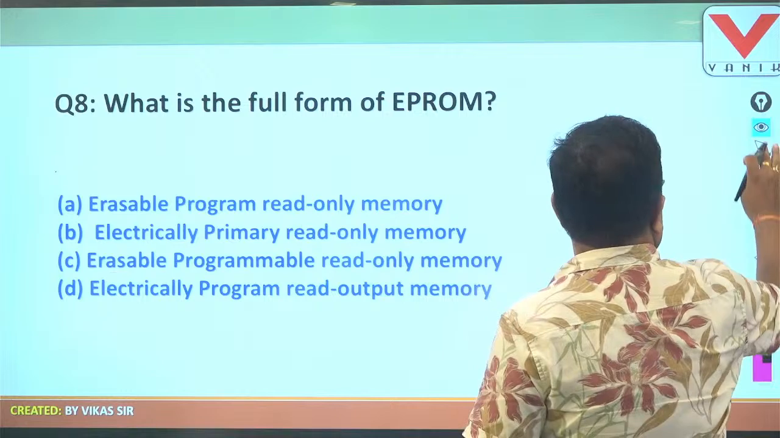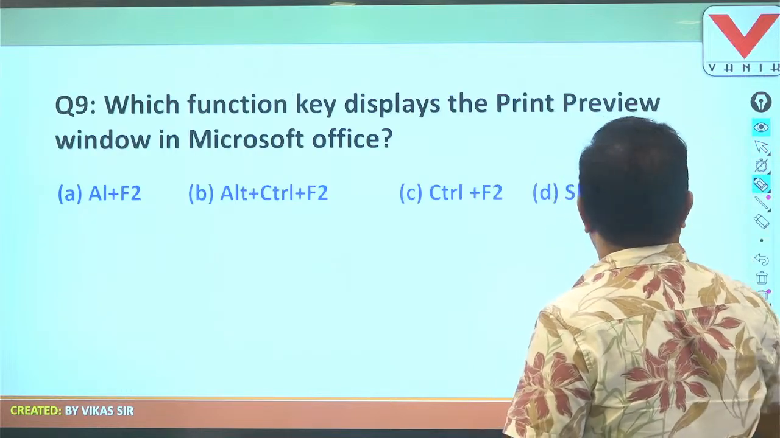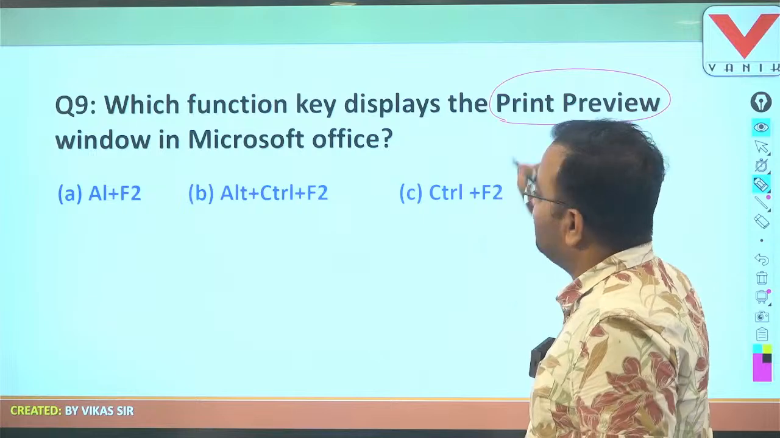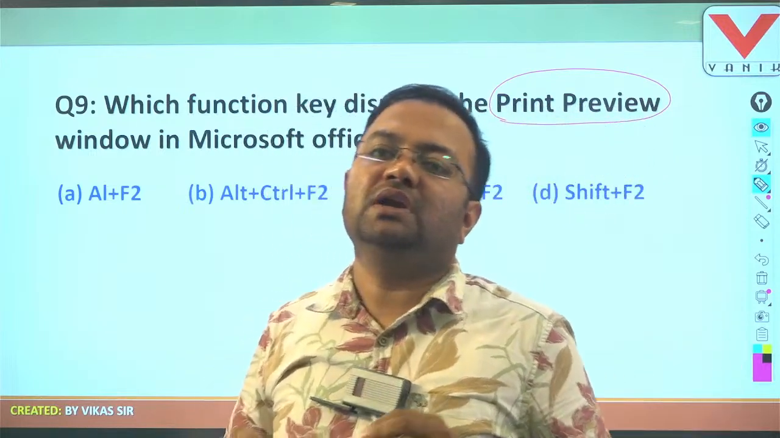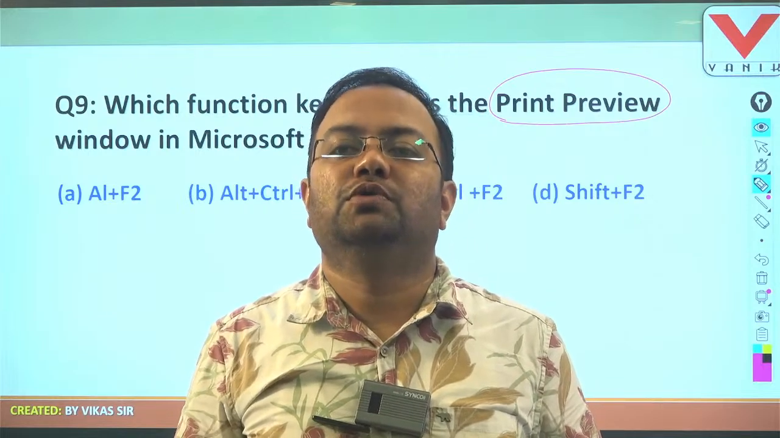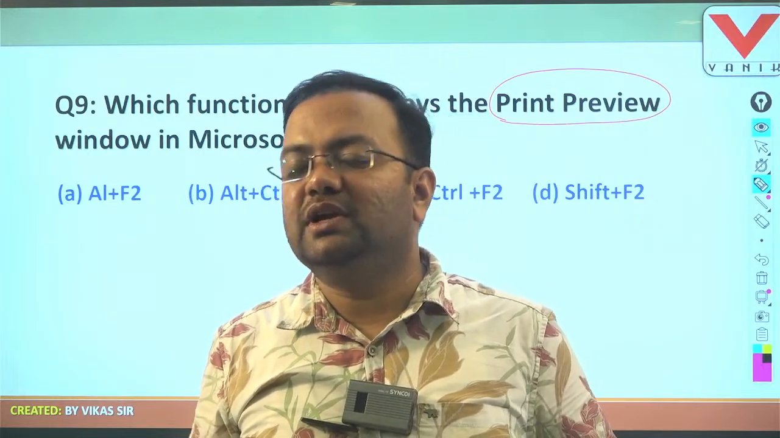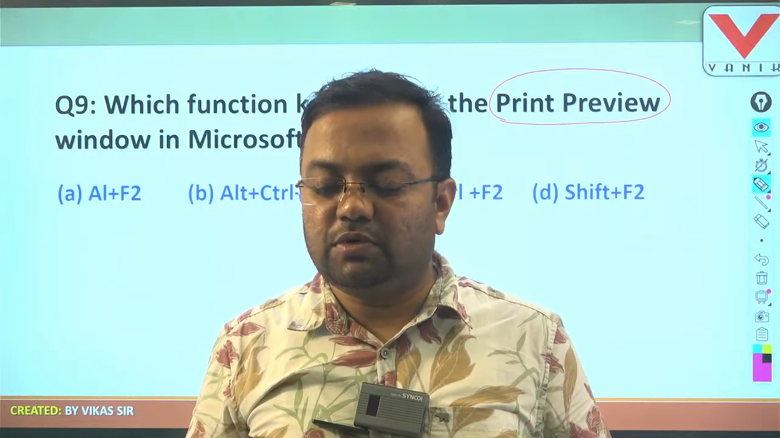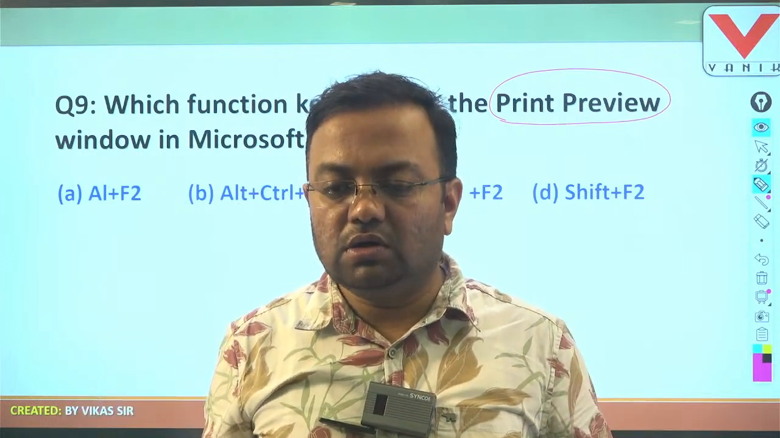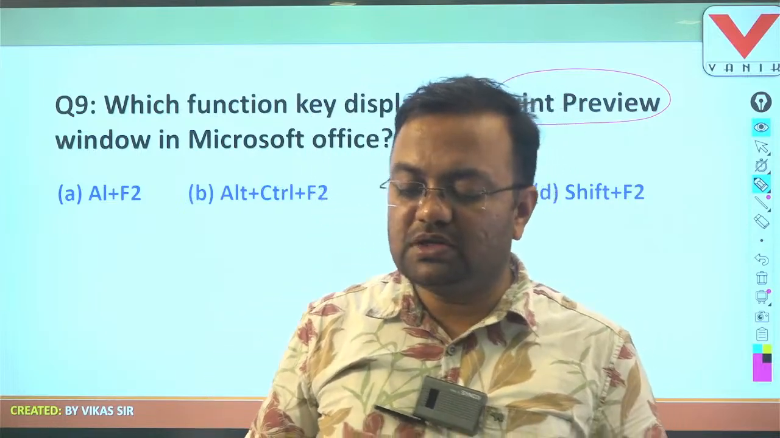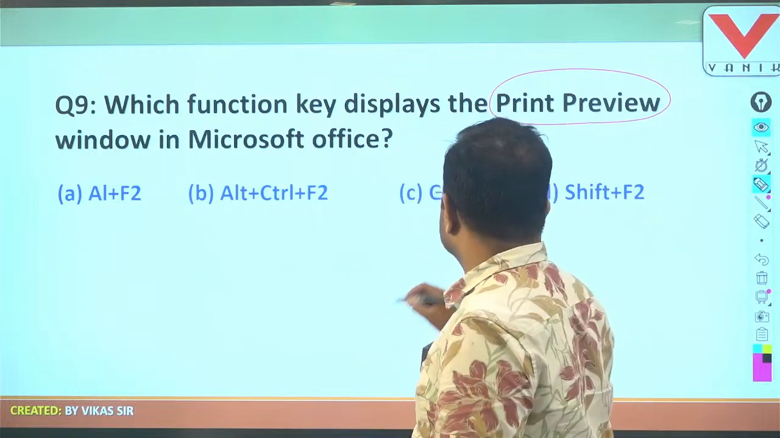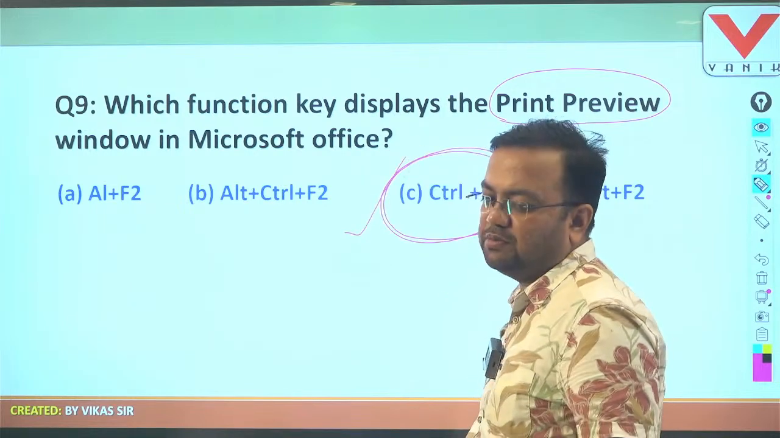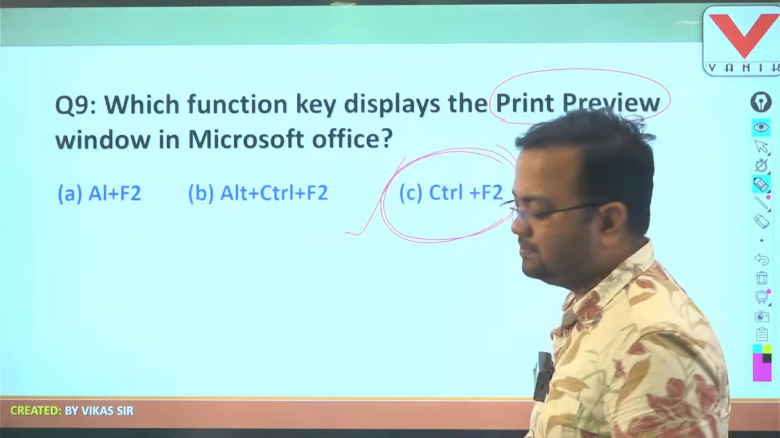Then goes to question number 9. Which function key displays the print preview? Very popular question. Students, before going to the print operation, we need to perform the print preview. Before going to print, we need to check whether the page number is correct or not, whether the margin is perfect or not, whether the alignments are perfect or not. So in this way, we can observe all the documentation thoroughly. For this purpose, the operation is known as print preview, and the shortcut key is Control plus F2. So question number 9, answer is C.